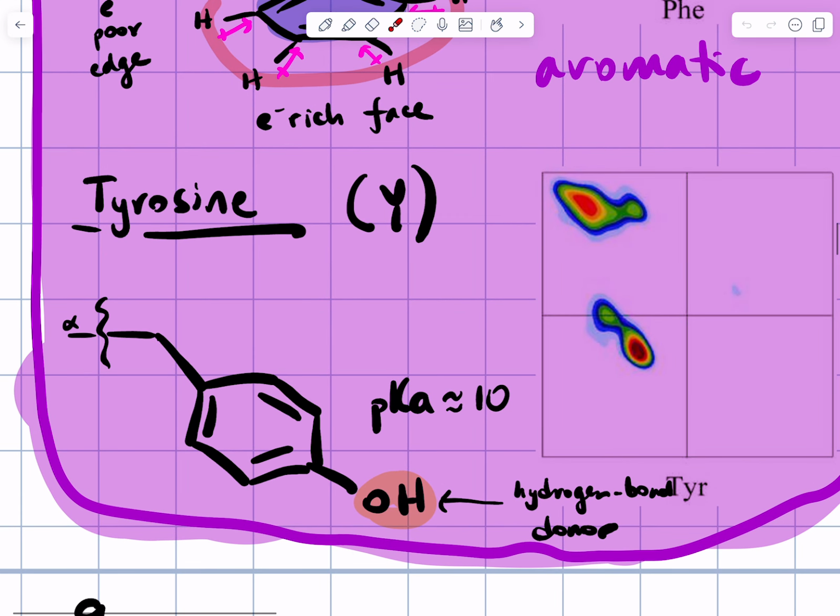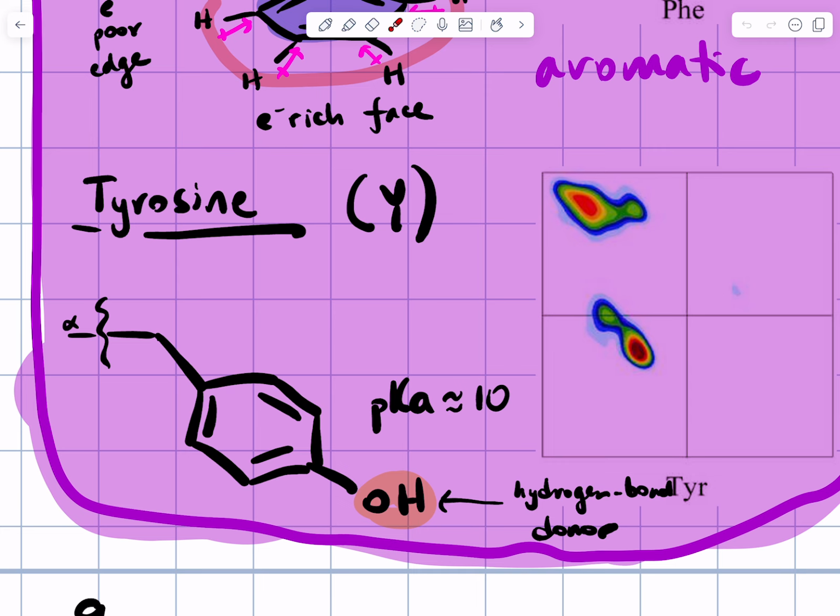Tyrosine's OH group can be a good hydrogen bond donor. It also has a pKa that I want you to know. The pKa for this phenol OH group is around 10. Tyrosine can be nucleophilic. Sometimes it can get deprotonated and act as a nucleophile. You'll see in biochemistry that sometimes the oxygen of tyrosine attacks a phosphorus and you get a phosphorylated version of tyrosine, which is important in lots of cell signaling events.